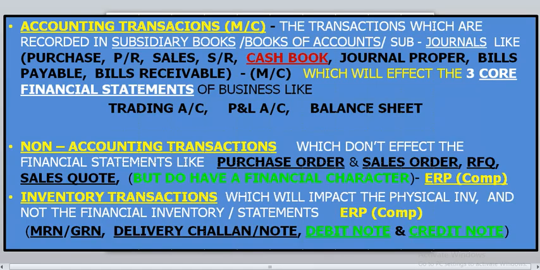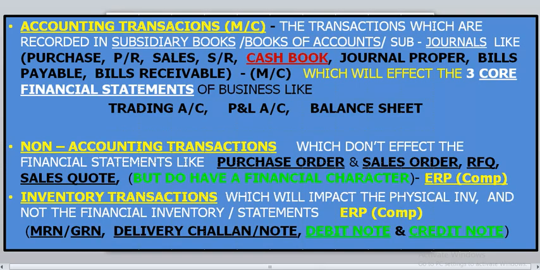So, by recording these transactions, they will affect the trading account or profit and loss account or the balance sheet. Somewhere, somehow, the core financial statements will be affected. This is something about the accounting transactions. And non-accounting transactions are those which don't affect the financial statements. It is very clear. They will not impact the financial statements.